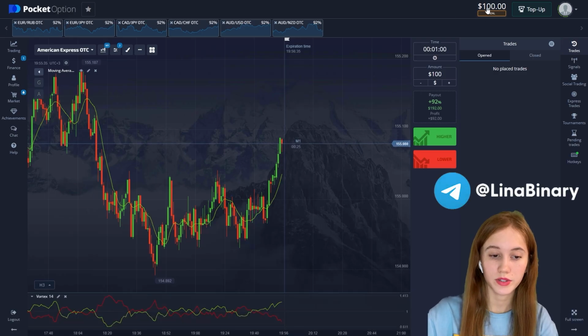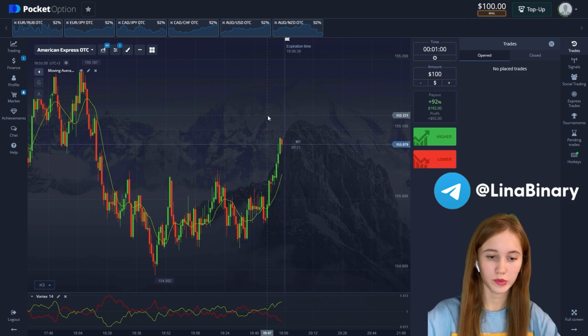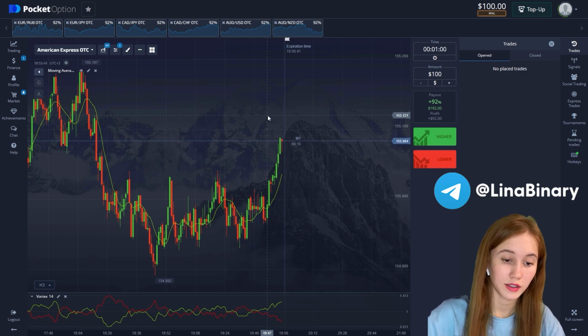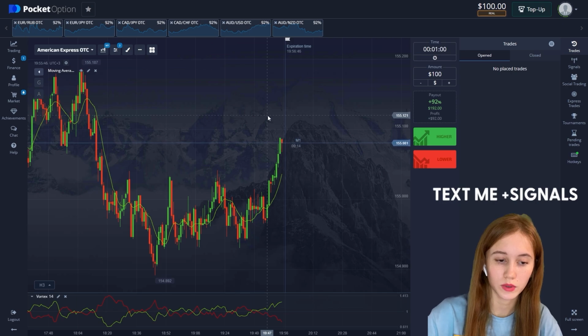So we start our trading session with the amount of $100. We see this in the upper right corner. But let's see what happens. Let's get started.